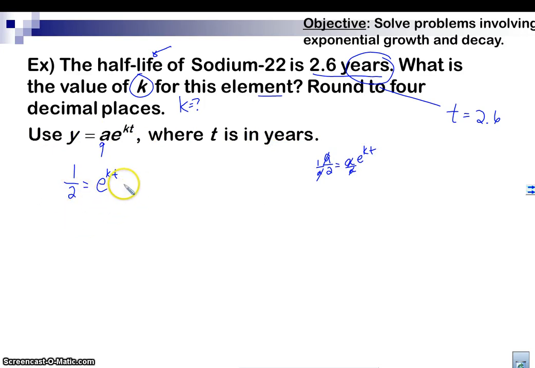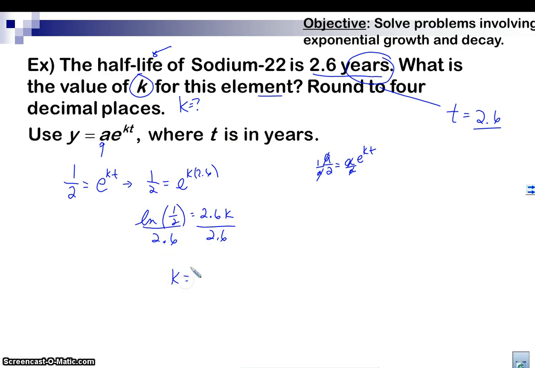All right, so what are we going to do here? We've got to make some substitutions. 1/2 equals e to the k times t, which was 2.6. And we're going to solve for k. Solving for k here, we want to take the natural log. So the natural log of 1/2 is equal to 2.6k. Guys, this is just solving the exponential equation. We're using an ln because we've got an e here. Then I divide by 2.6.